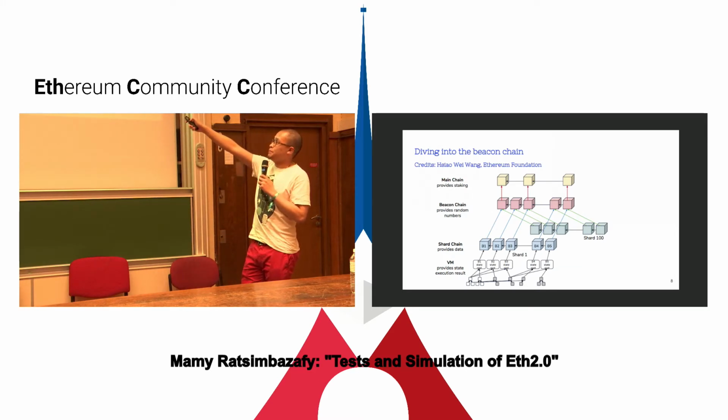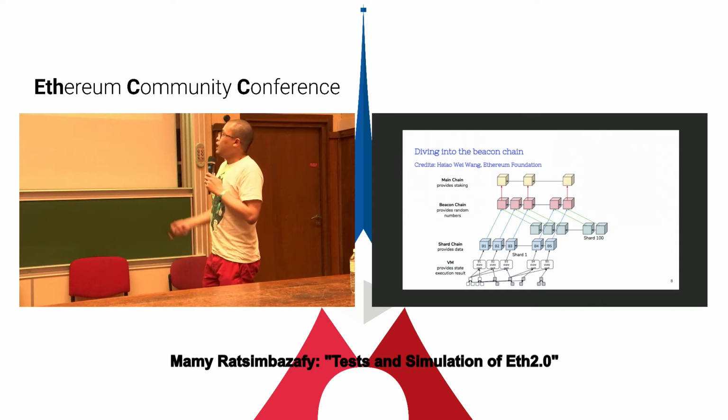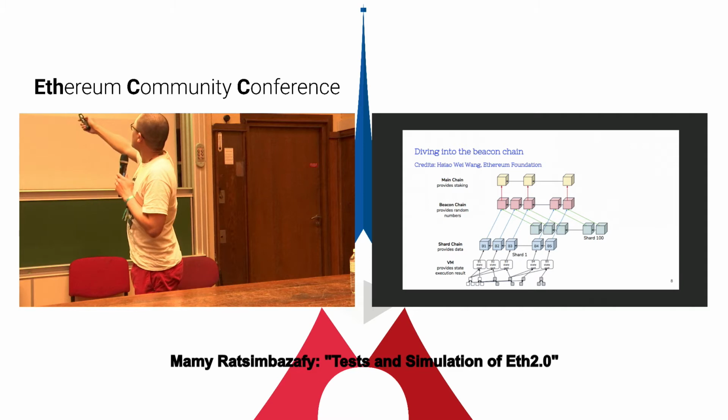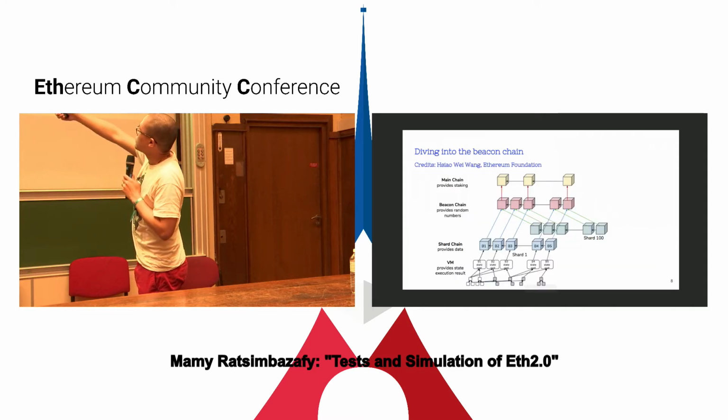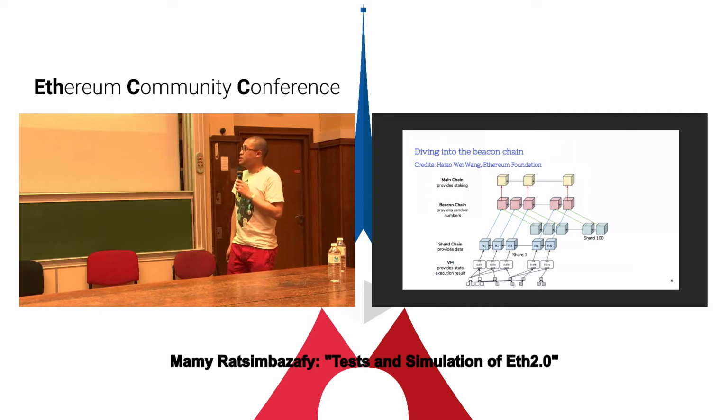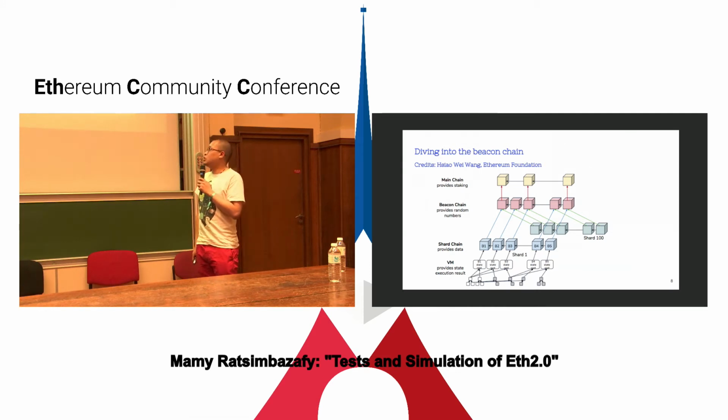This is an old diagram of the Beacon chain and how it works. What changed since then is that the main chain and the Beacon chain are now fused. And the blocks that you see at the top are finalized blocks, and you can rely on them for any cross-shard transaction. And you have another layer, the shard chain, and the VM that executes everything.